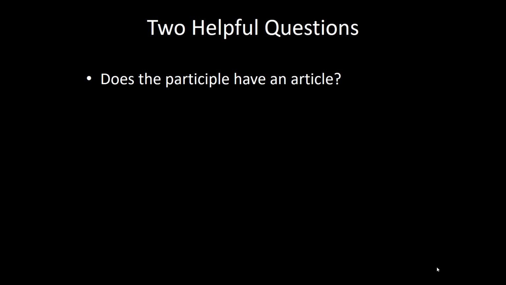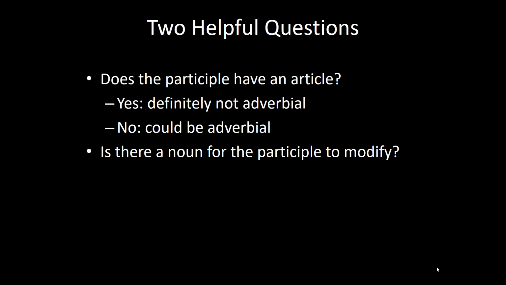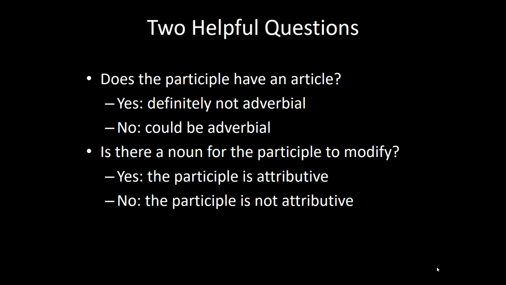Remember our two helpful questions. Does the participle have an article? Yes. If there is an article, it's not adverbial. No? Well, then it could be adverbial. Could be anything. Is there a noun for the participle to modify? If so, it's attributive. In other words, if it agrees with a noun in case, gender, number, and it's in attributive position. If no, well, then it's not attributive. Could be anything.